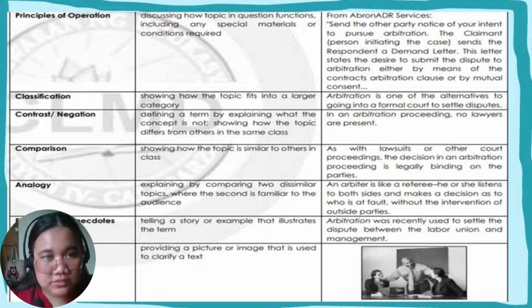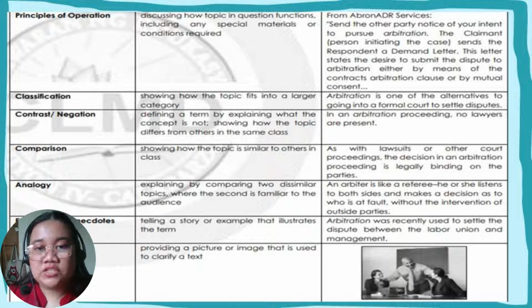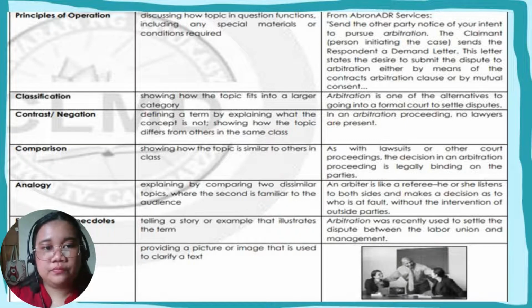either by means of the contract's arbitration clause or by mutual consent. So the next technique is classification, showing how the topic fits into a larger category. So arbitration, for example, is one of the alternatives to going into a formal court to settle disputes. So the next technique is contrast or negation. So defining a term by explaining what the concept is not, showing how the topic differs from others in the same class. So for example, in arbitration proceedings, no lawyers are present.